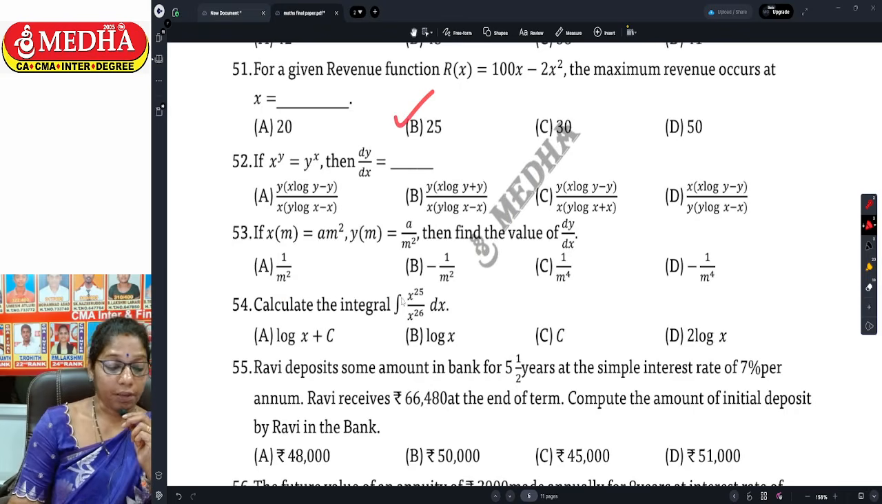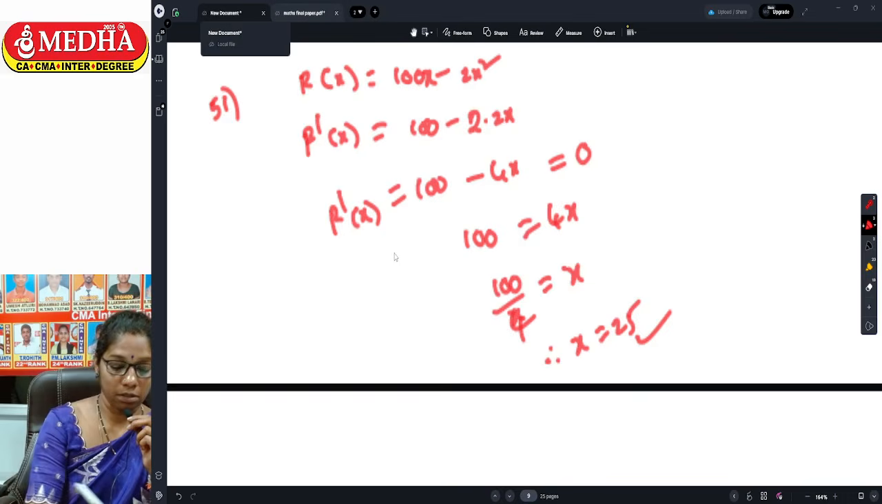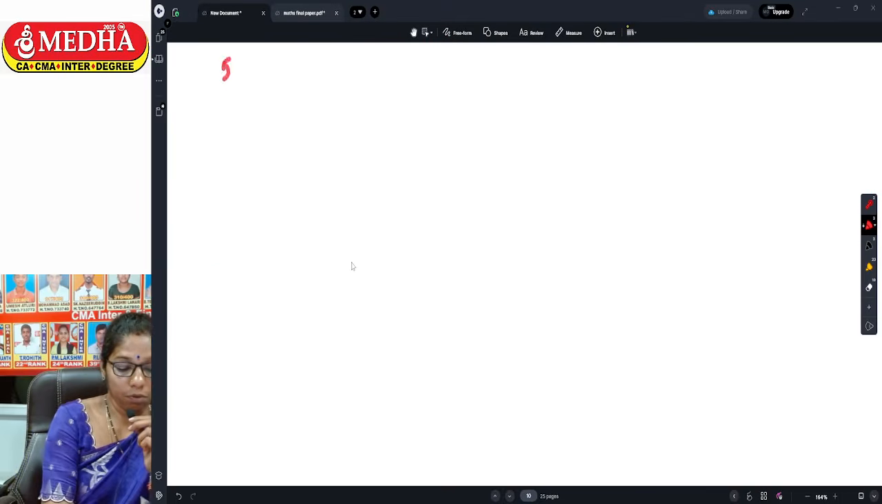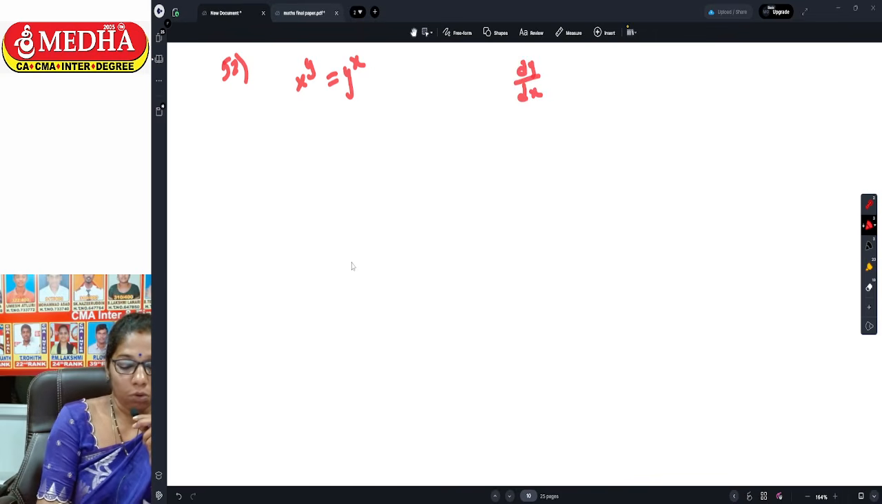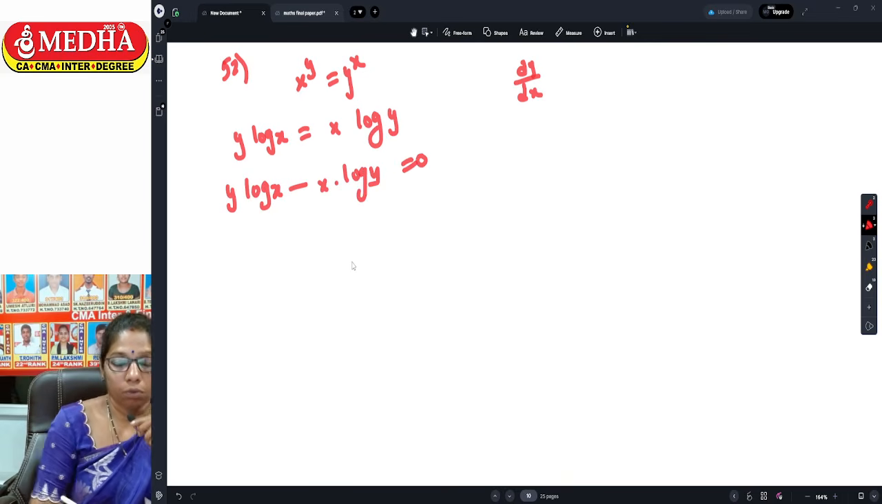And next one, if x power y is equal to y power x, then dy by dx is equal to. So calculate dy by dx. For this, x to the power of y is equal to y power x, question 52. Taking logarithms on both sides, y into log x is equal to x into log y. So we can write y into log x minus x into log y is equal to 0.